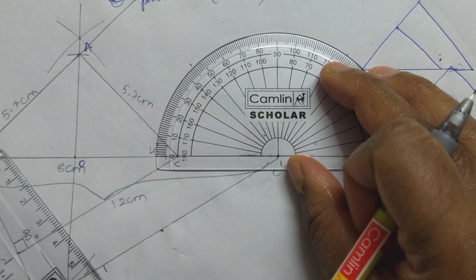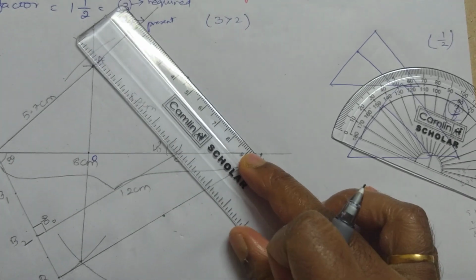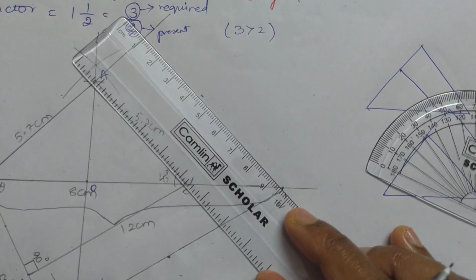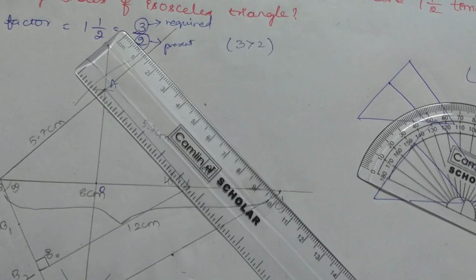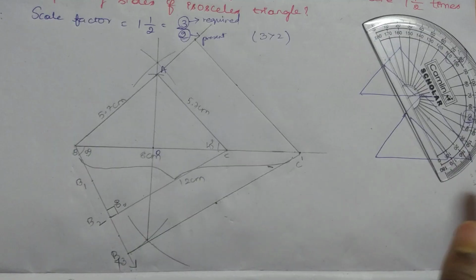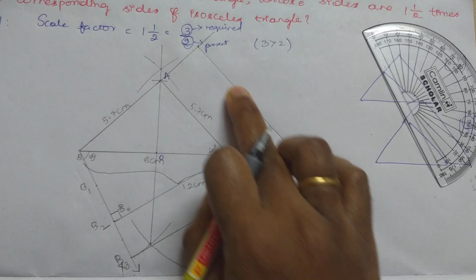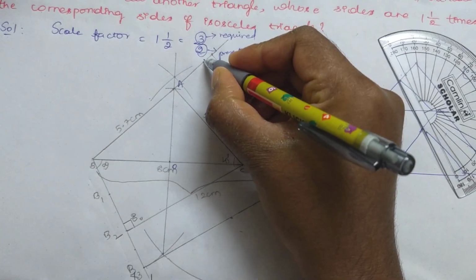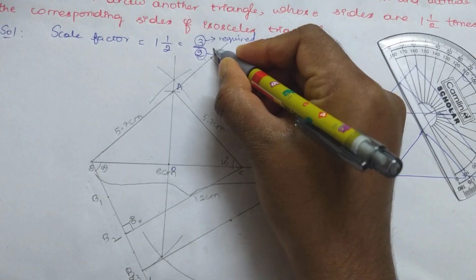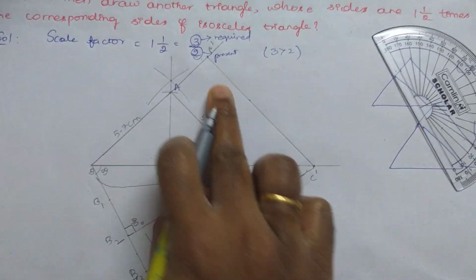Okay. So in the next step, I will just join these 2 points till the extended base. Let's join those points now. See here, I have drawn a line joining these 2 points till it meets the side AB. So let this line meet the side AB at A dash. Okay, meets at A dash.